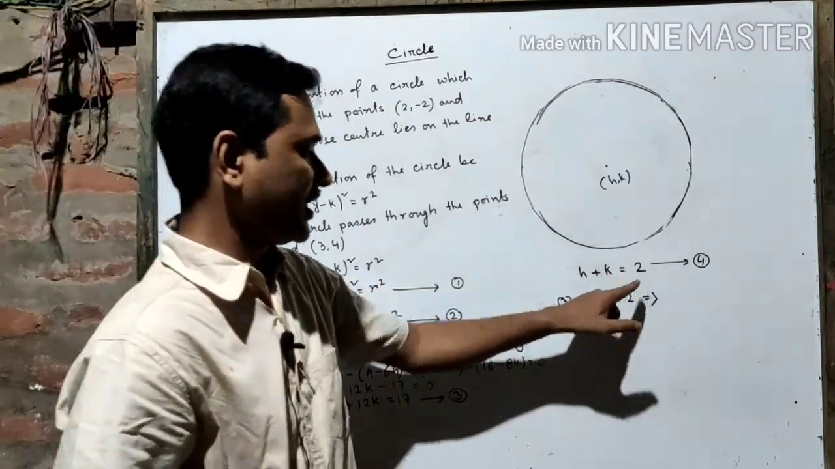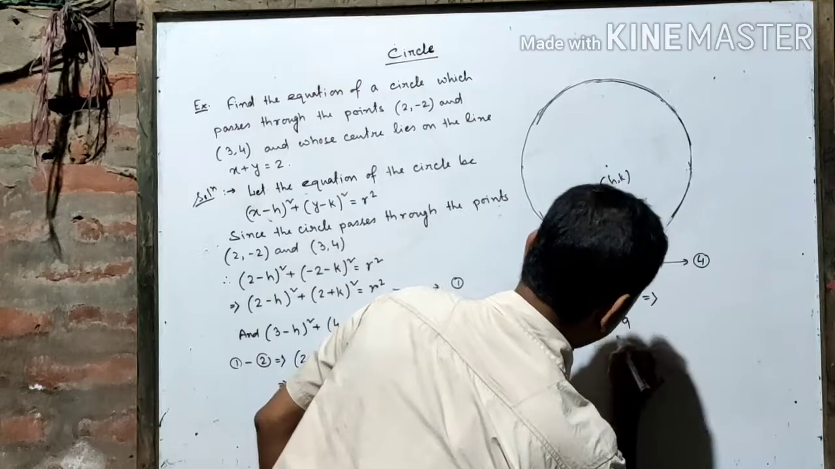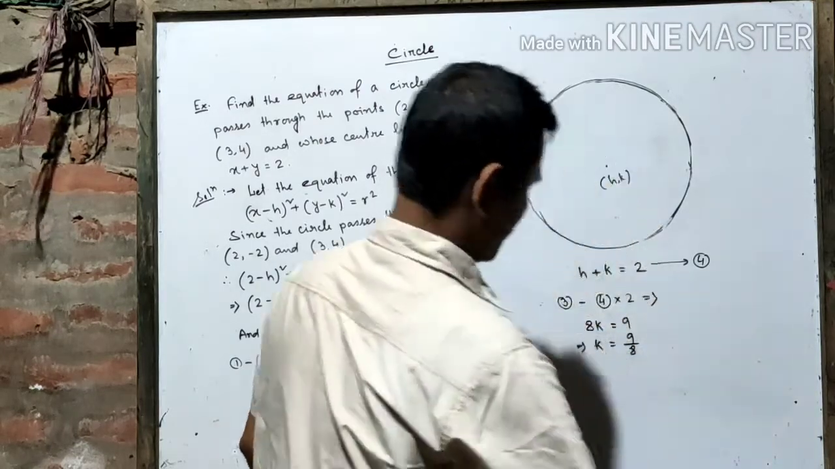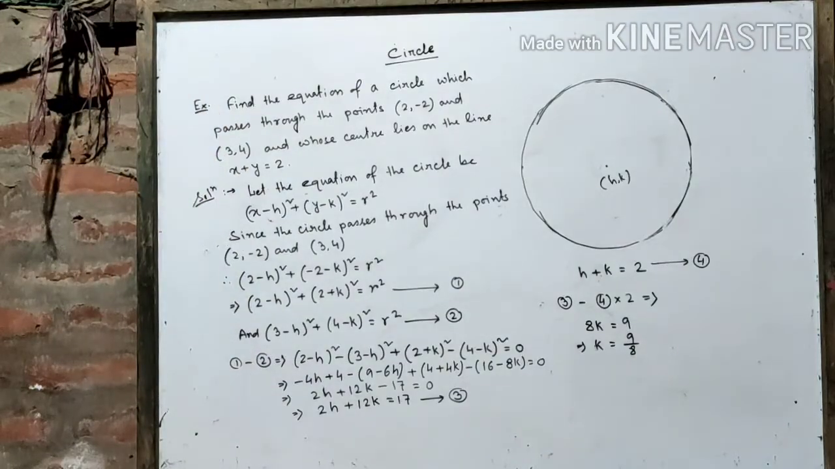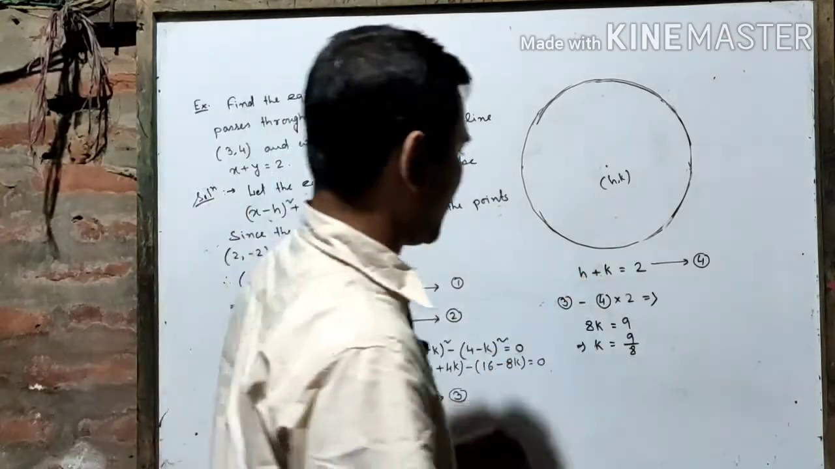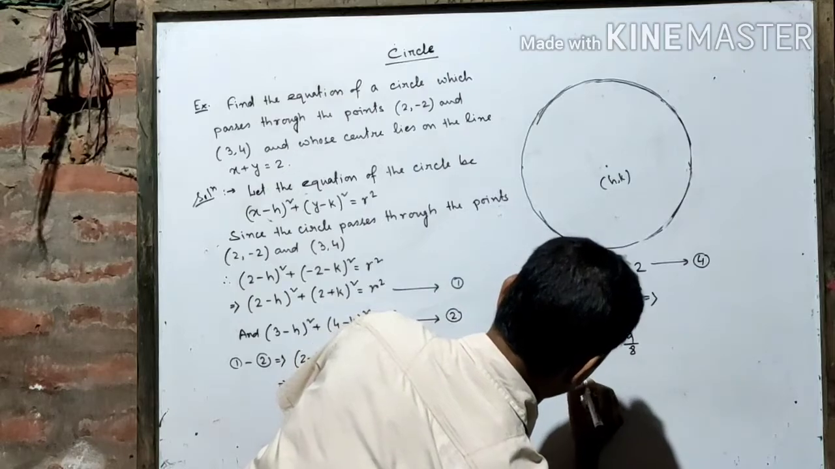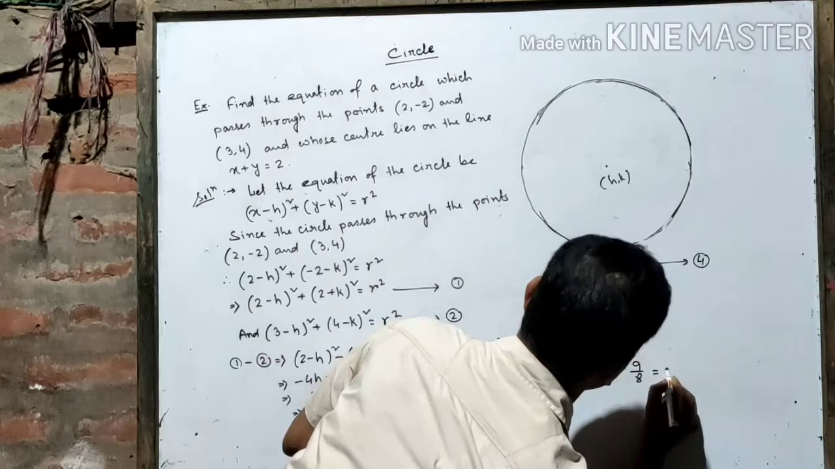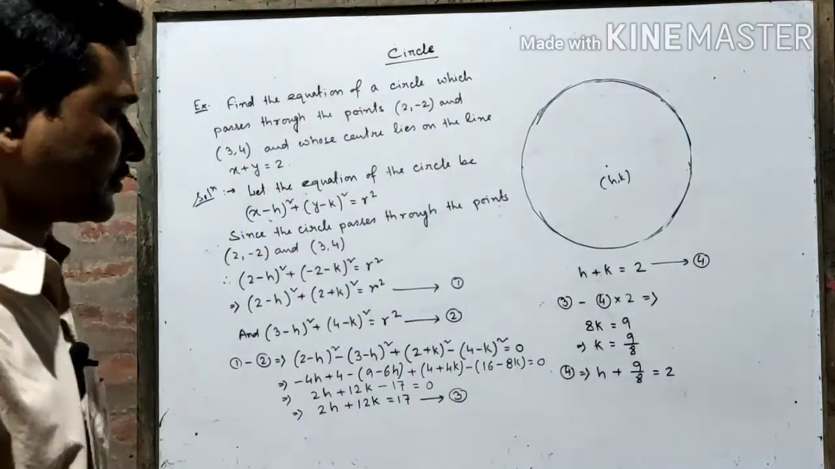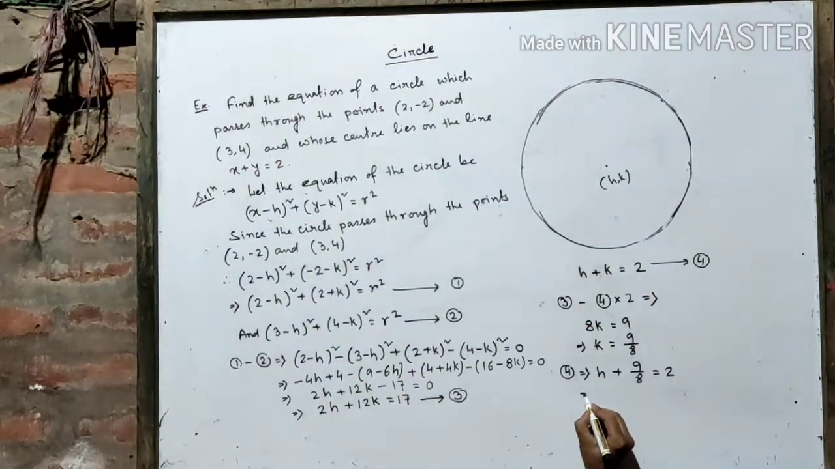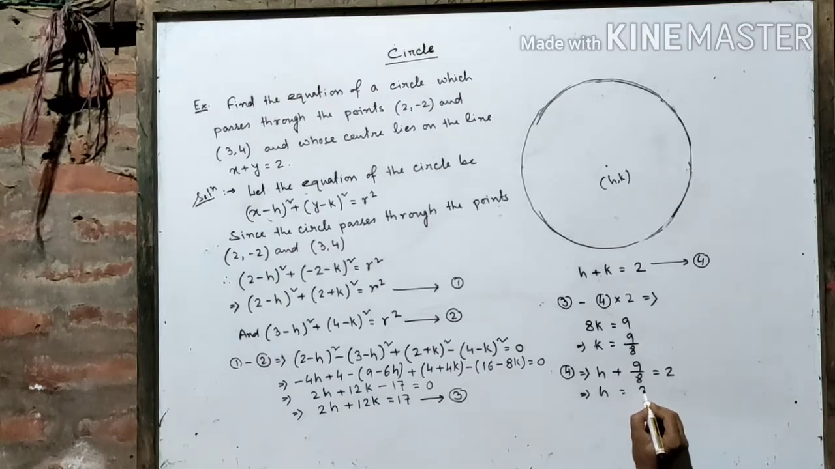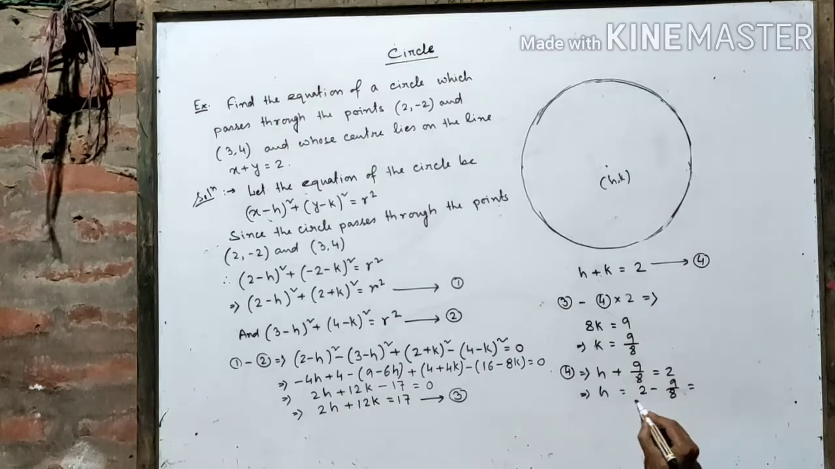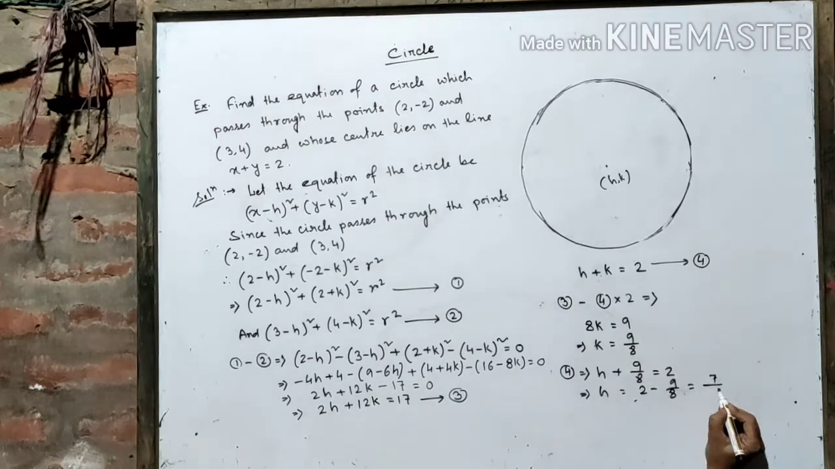17 minus 8 is equal to 9. This implies k is equal to 9 by 8. On putting k here, we get from equation number 4, h plus 9 by 8 is equal to 2. This implies h is equal to 2 minus 9 by 8, that is equal to 16 minus 9, that is 7 by 8.